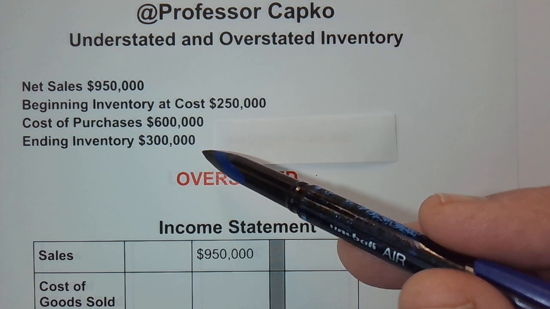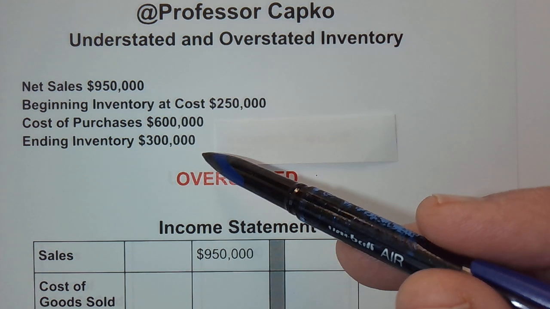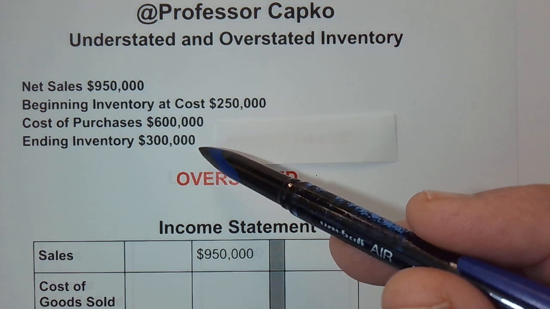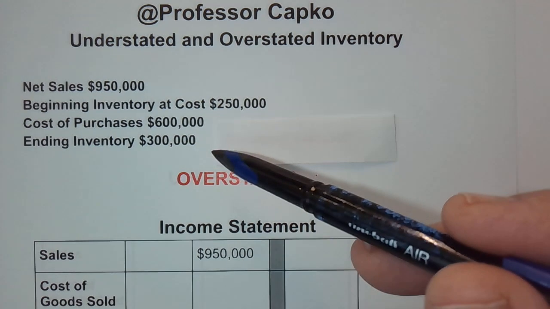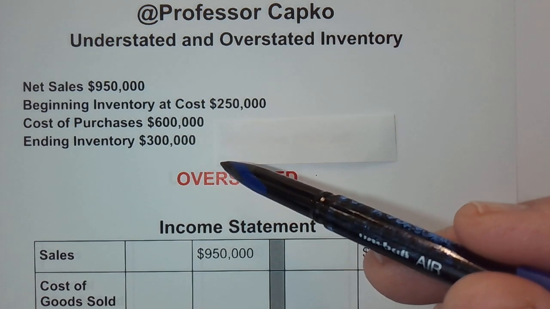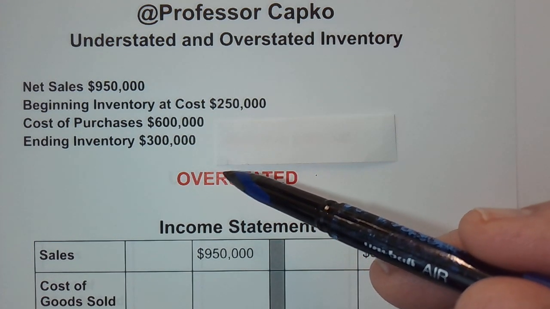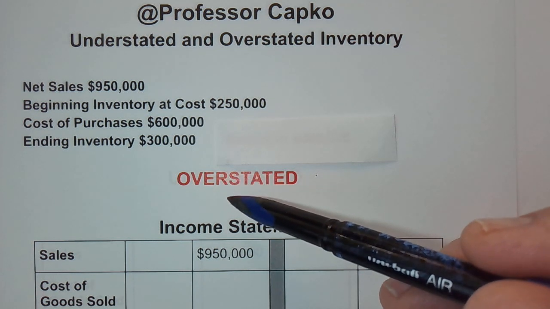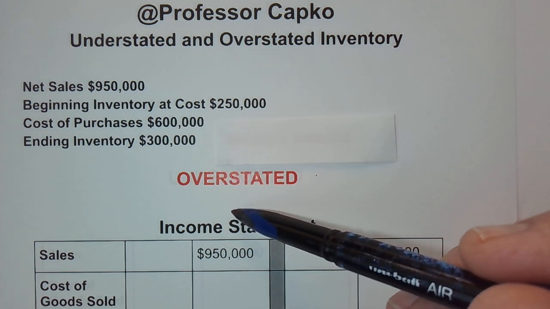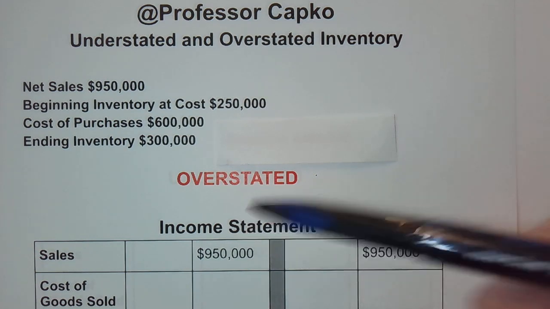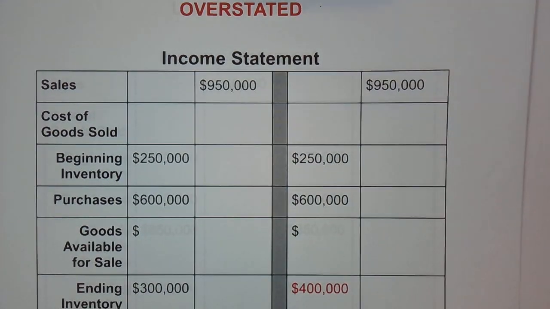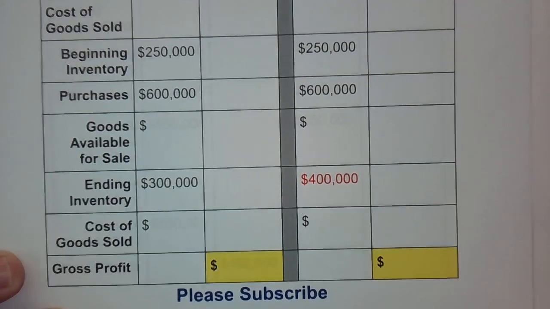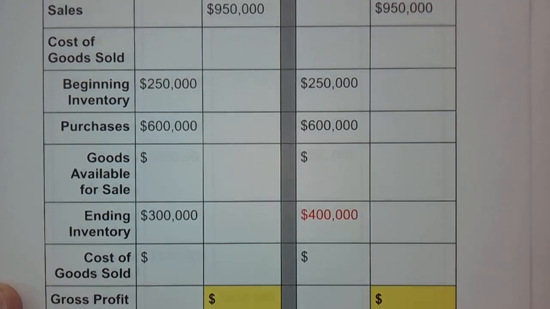My first example, I'm going to do it correctly. In other words, we'll presume that the beginning inventory and the ending inventory are correct. So there are no errors. In the following examples, we'll make some errors so you can see how they play out. So we're going to have an income statement that looks like this. You can see throughout how it'll work.